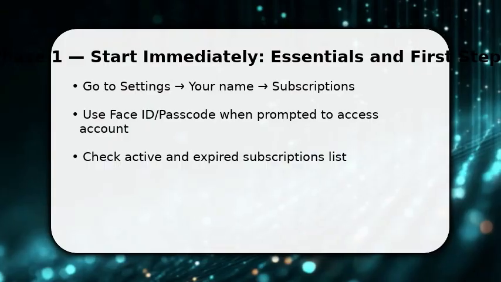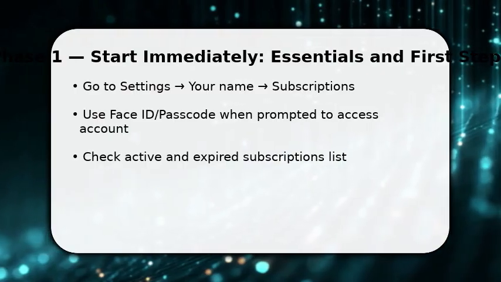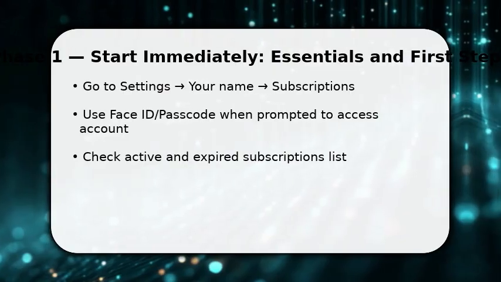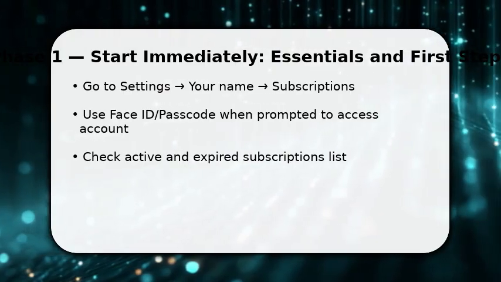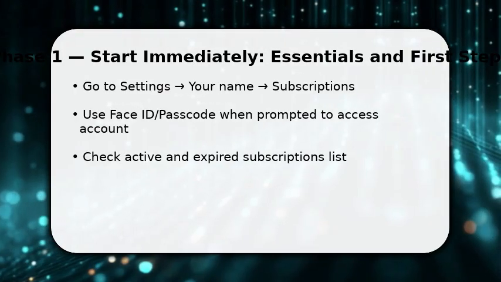You start by opening Settings and tapping your name. This is where Apple ID subscriptions live. Once there, tap Subscriptions to view all recurring charges and trial periods. You need to authenticate with Face ID or your passcode so iOS shows full details.